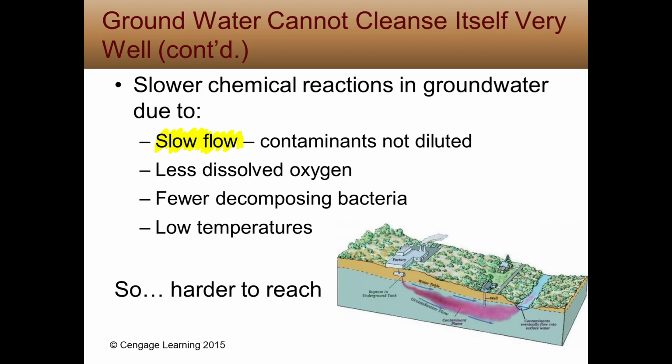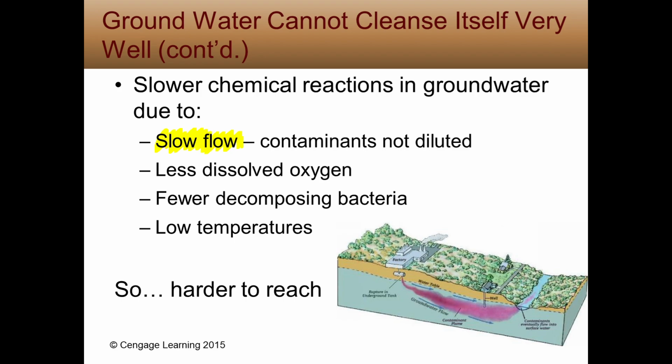Like, it's underground. So if you look at the picture, you see the factory has this underground tank that's leaking, and then you see this big plume of contamination. You see a house with a well, and eventually you have this river that's way down here that also gets contaminated.